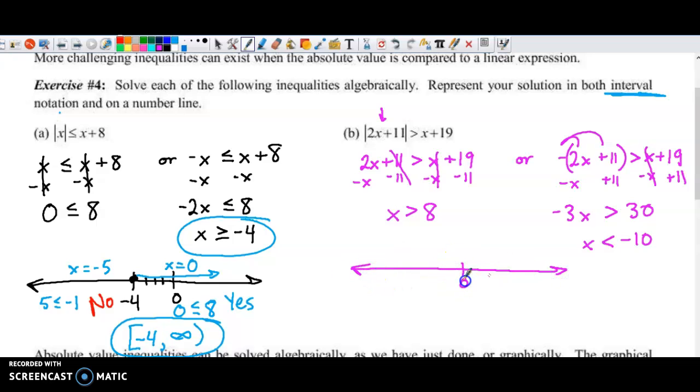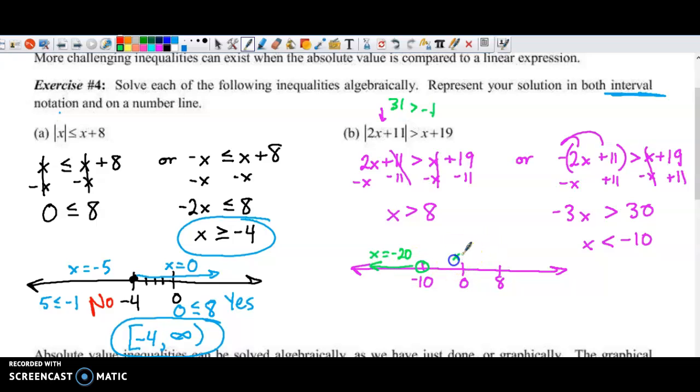So we have 0 somewhere in the middle, we have 8 over here, we got negative 10 over here. Let's see if numbers work if I go to the left of negative 10. Let's say negative 20, just an obnoxious number. 2 times negative 20 is negative 40, plus 11 is negative 31. The absolute value would make that positive 31. Negative 20 plus 19 is negative 1. Is it true that 31 is greater than negative 1? Yes. So I do want answers that way.